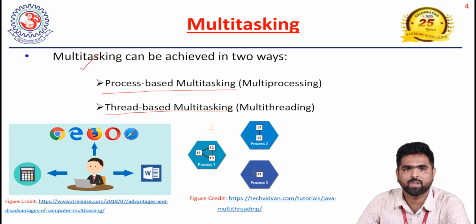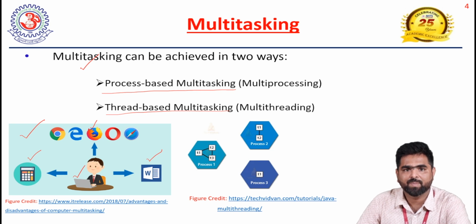When it comes to process-based, for example, you can see the picture. I have taken one example. Here, one person is working on a laptop where he is browsing some data by using the Firefox browser, and parallelly he is working on a calculator as well as with a Word document. This is called multitasking.